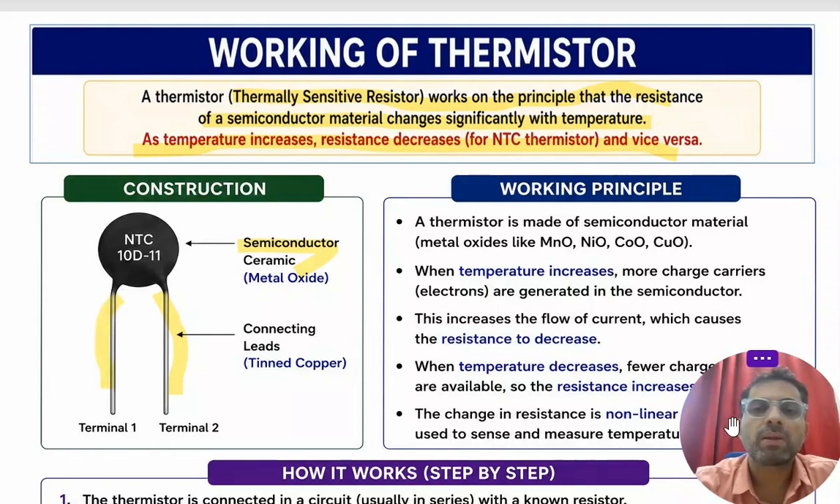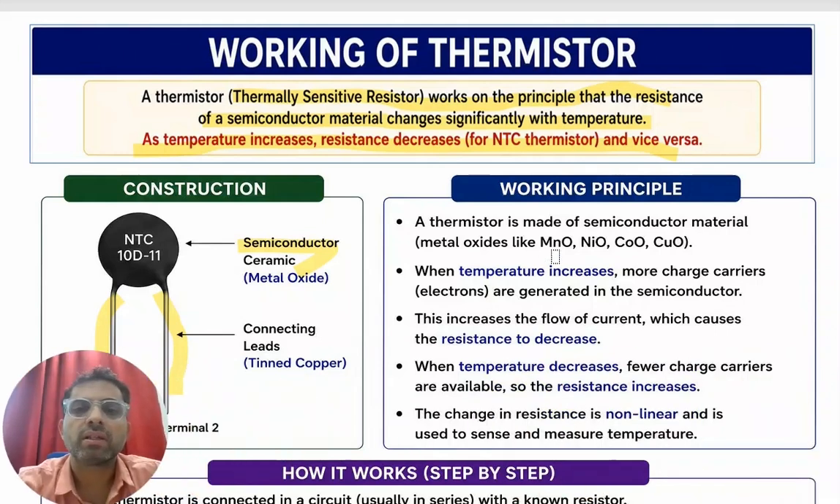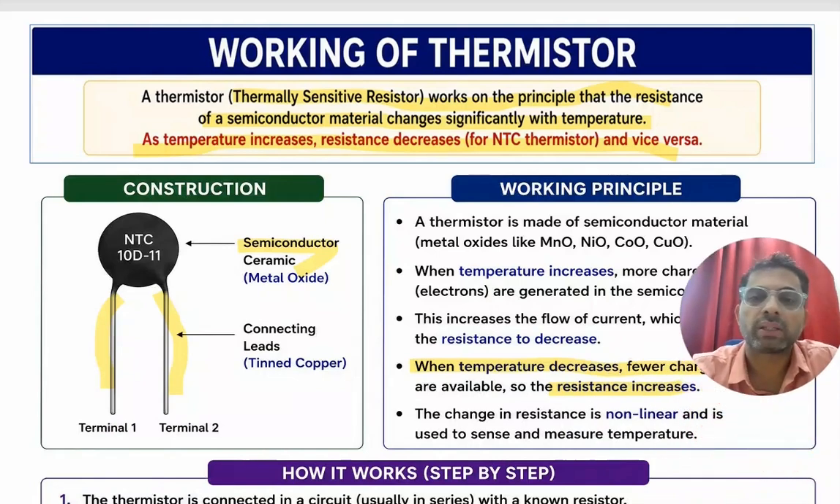What is the working principle of this thermistor? As I have told you, the thermistor is made up of semiconductor material. When the temperature increases, what will happen? More charge carriers are generated in the semiconductor, and this increases the flow of current, which causes the resistance to decrease. When the temperature decreases, very few charge carriers are available, so the resistance increases, right? The change in resistance is non-linear and it is used to sense and measure the temperature.